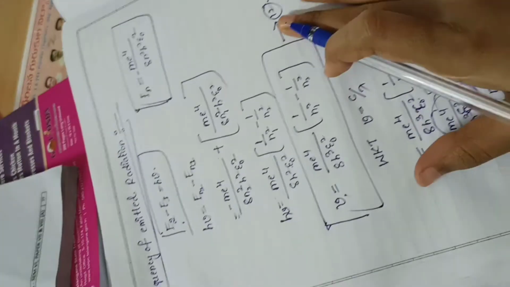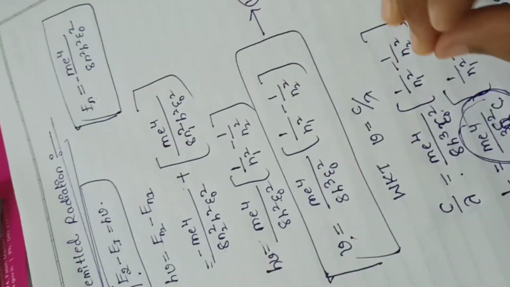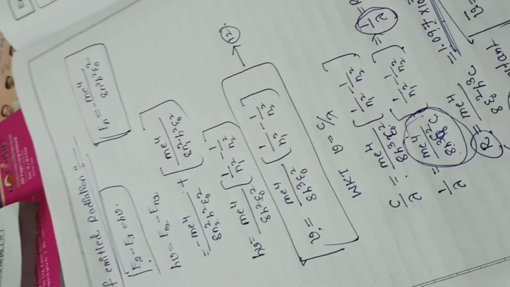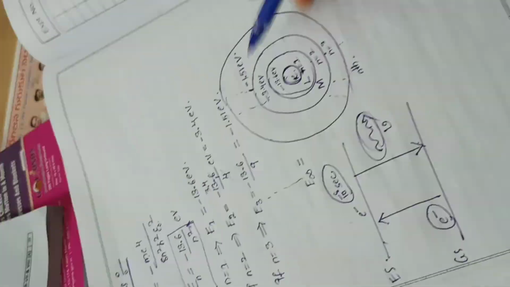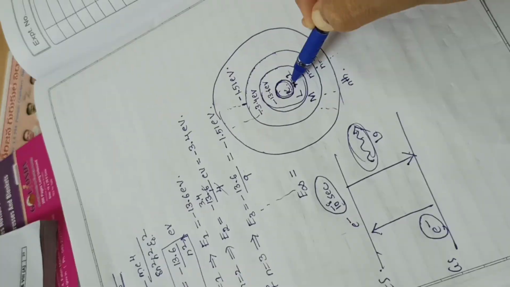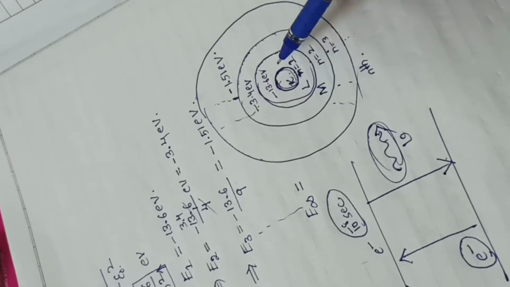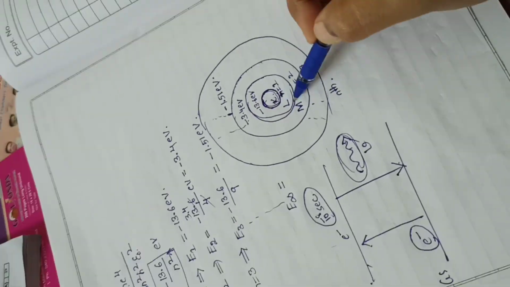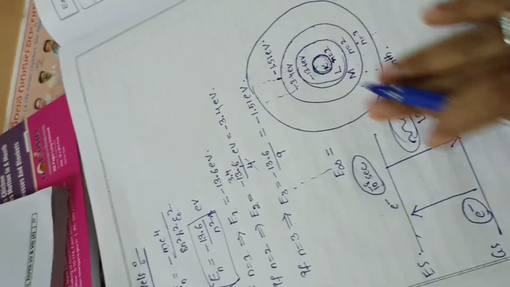In the next video we will discuss the spectral series, how the different series occur in this case. See here, for n is equal to 1, which series is it called? Okay. Here Bohr named the different series. So in the next video we will discuss that.